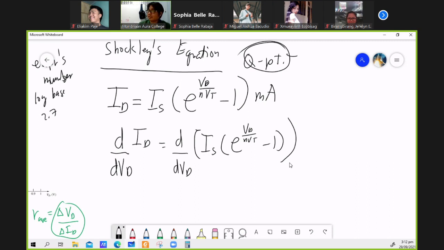Pares yan. So X is VD and the Y represents your ID. Ano yung N na maliit? N is what we call the ideality factor. Usually ginagawa ko lang 1 yan to simplify the analysis. In textbooks, they say that it's in between 1 and 2. So pwede natin assume na 1 to simplify our analysis.